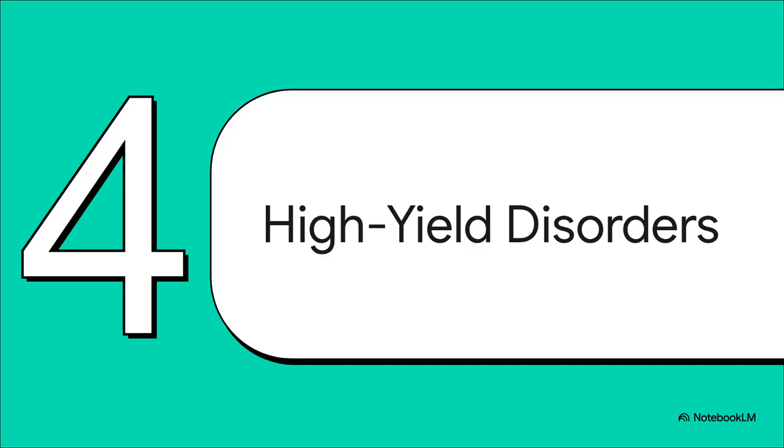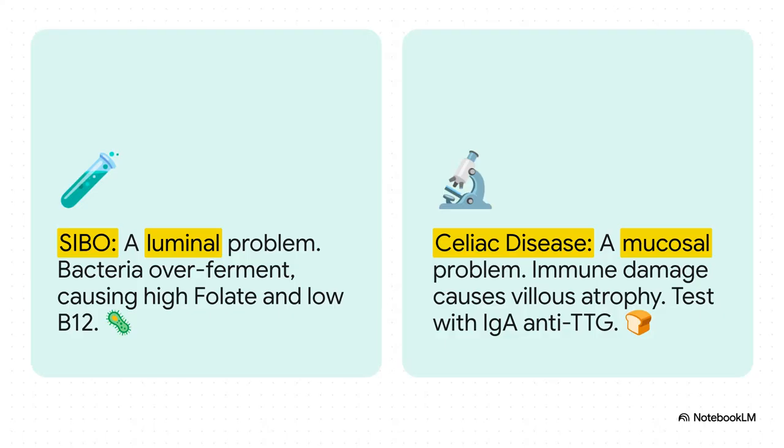Let's put our framework to the test with 2 extremely high-yield disorders. By comparing small intestinal bacterial overgrowth and celiac disease side by side, we can really see how these different problems show up in the real world. And here we go, this is a perfect contrast.